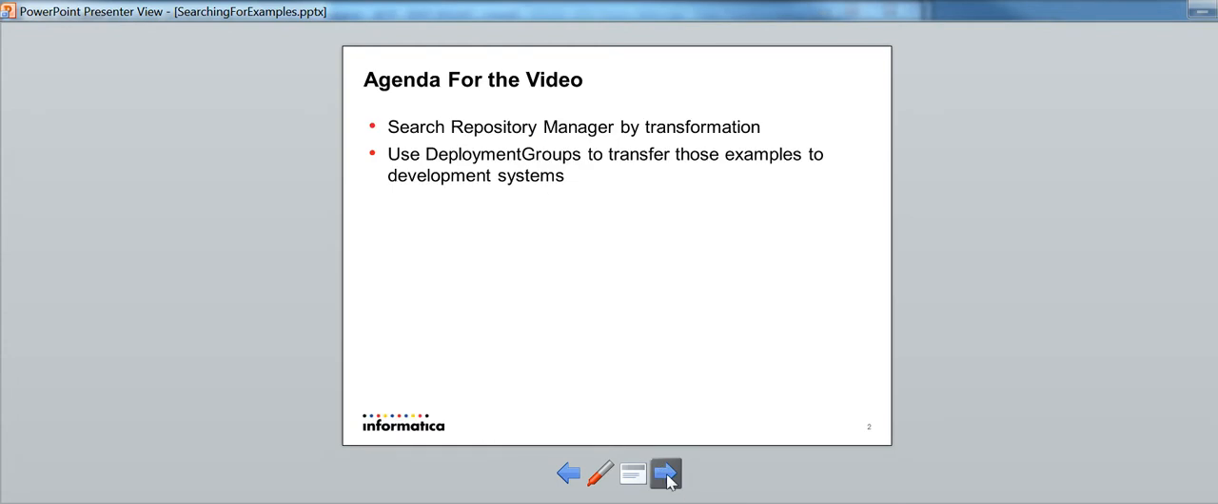Next slide. So as I said in the previous introduction, we're going to be learning how to search Repository Manager by transformation object type, and then also use deployment groups to transfer those particular examples to development systems. This can be helpful for people coming into a brand new environment, or people transitioning from one team to another. If you're a consultant, this can help save you a lot of time. And that's really my goal here.